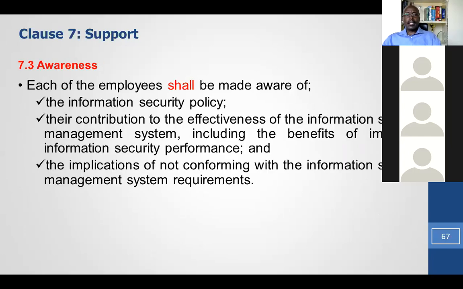Then there is 7.3, which deals with awareness. Again, the top management is required to ensure that all employees are made aware of the information security policy, and they are made aware of what their contribution is to the effectiveness of the information security management system, including the benefits of improved information security performance and the implications of not conforming with the information security management system requirements.